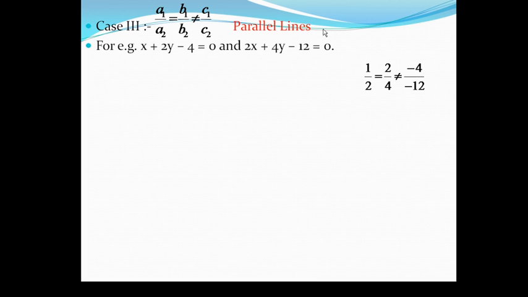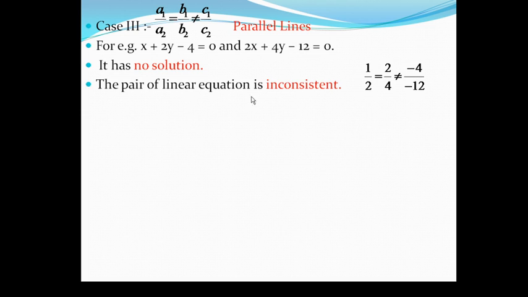So what type of lines will we receive? We will receive parallel lines. So it has no solution. The pair of linear equations is inconsistent. Why inconsistent? Because we are not receiving any type of solution.